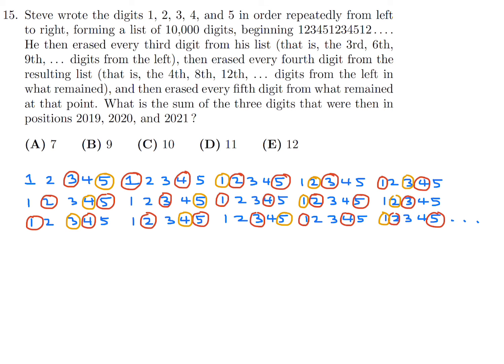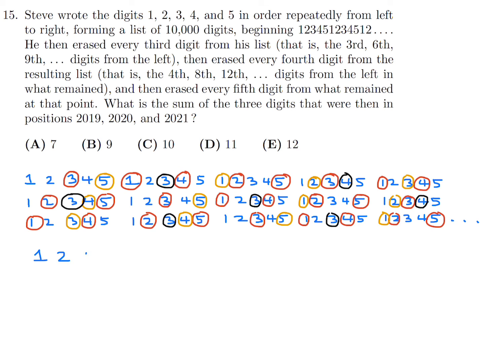And then we're almost done. We now have to do the same thing, every fifth digit from what remained at that point. Okay, so 1, 2, 3, 4, 5, and again, 1, 2, 3, 4, 5, and so on, and at the end 1, 2, 3. And then it just keeps on going. Okay. And I sincerely hope that I have not made any mistakes. Now, let's see what is left.